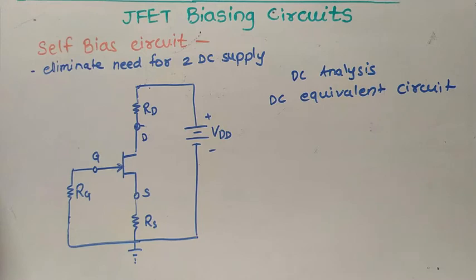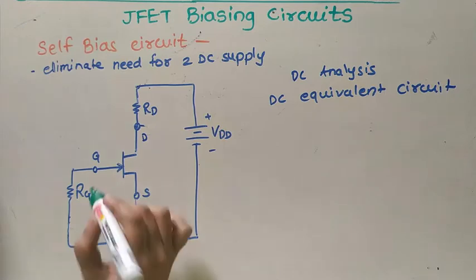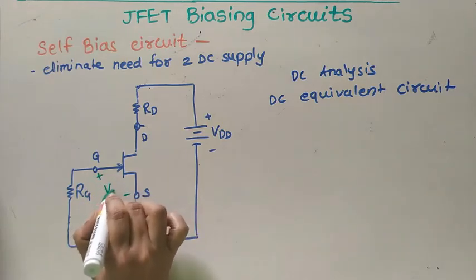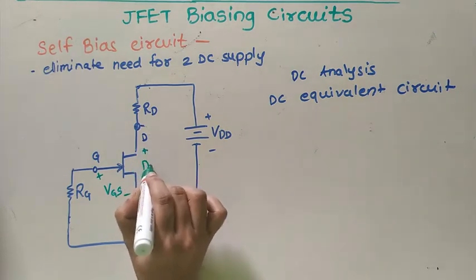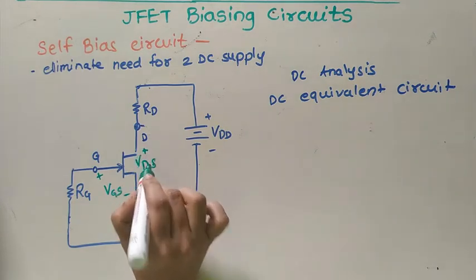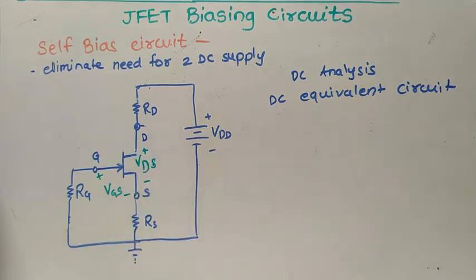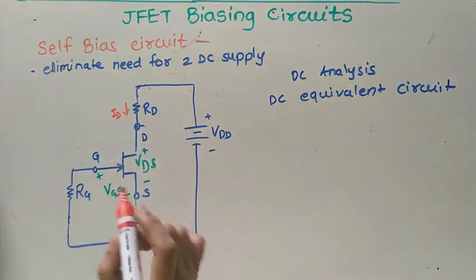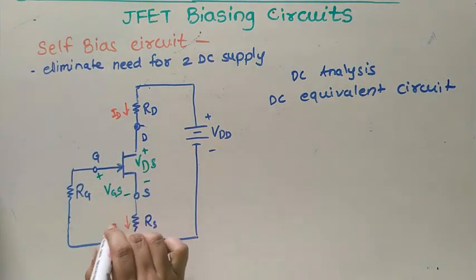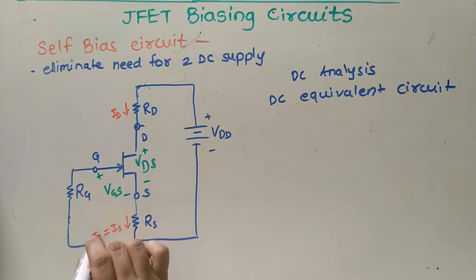So all of you understood this self bias circuit. Between gate and source we are having the voltage drop, that is called as VGS. Between drain and source the voltage drop is VDS, and the current which is flowing through this RD resistor is ID, and through this RS resistor is IS, and that IS is nothing but ID. So these are the current and voltage relations in case of self bias circuit.